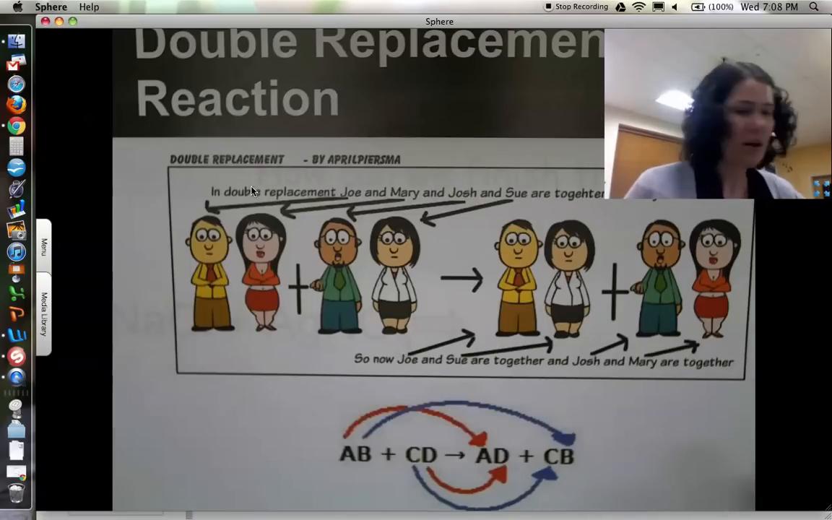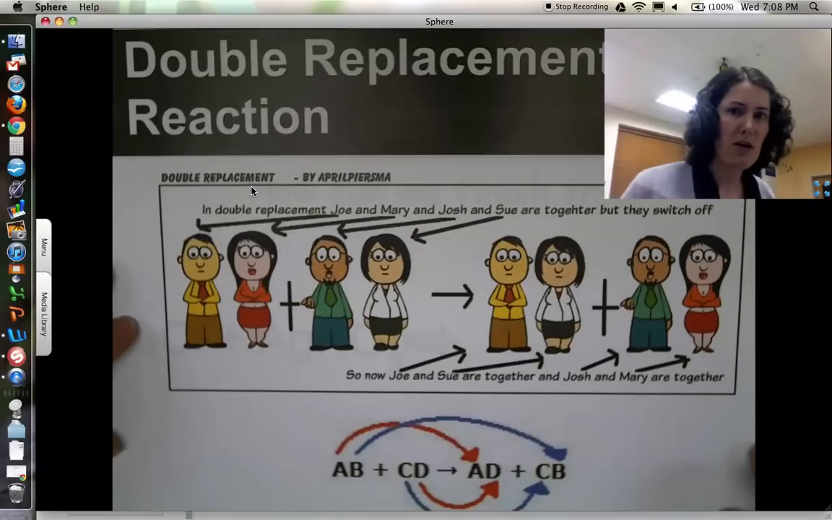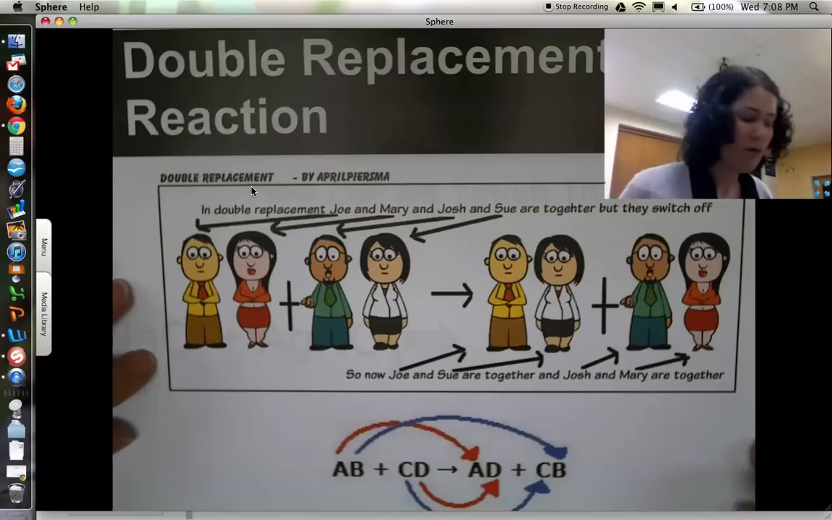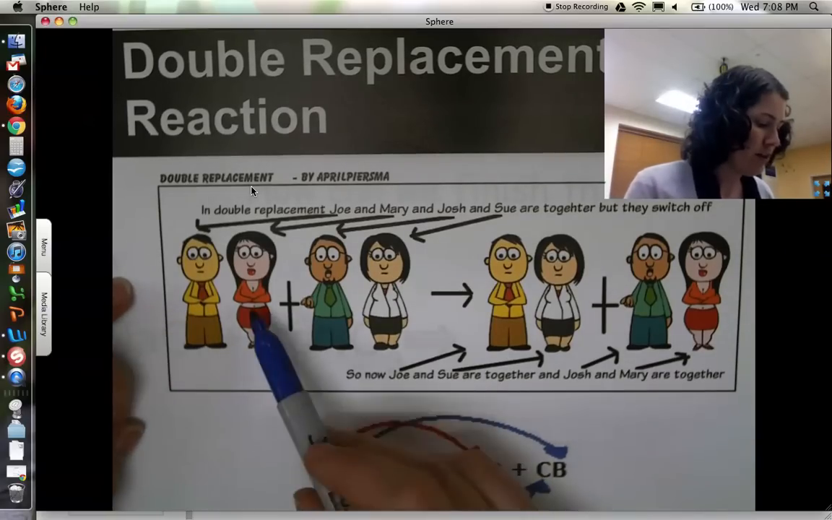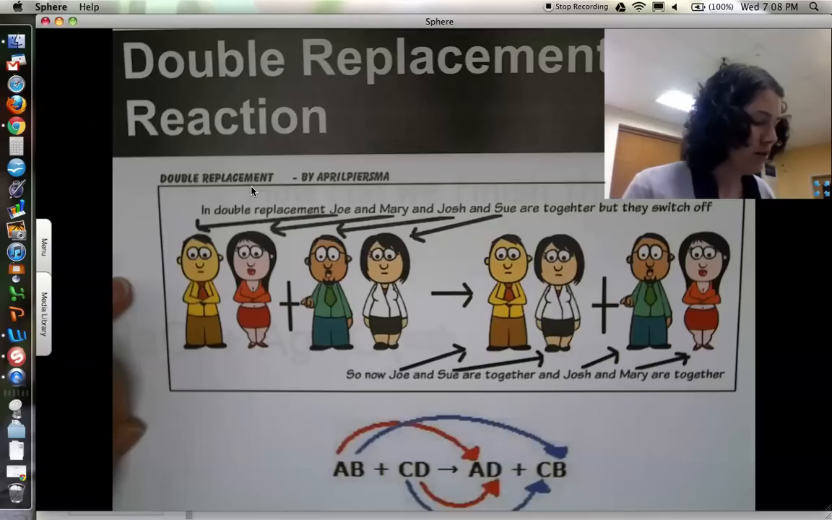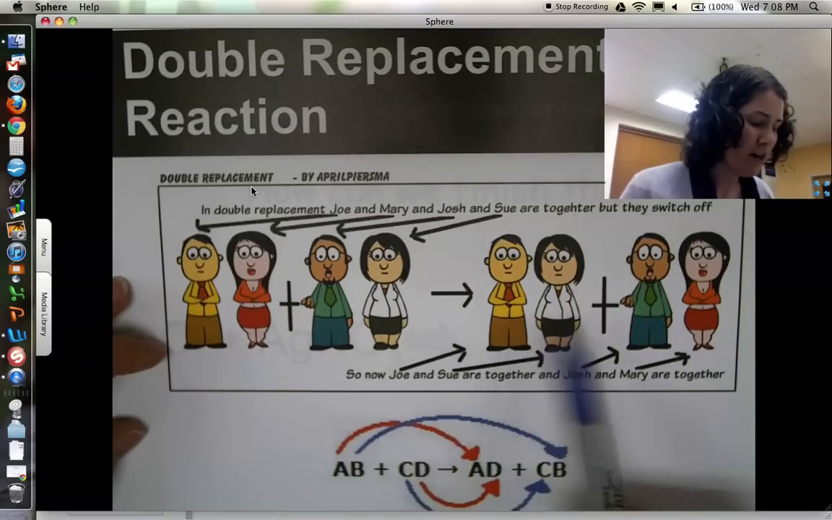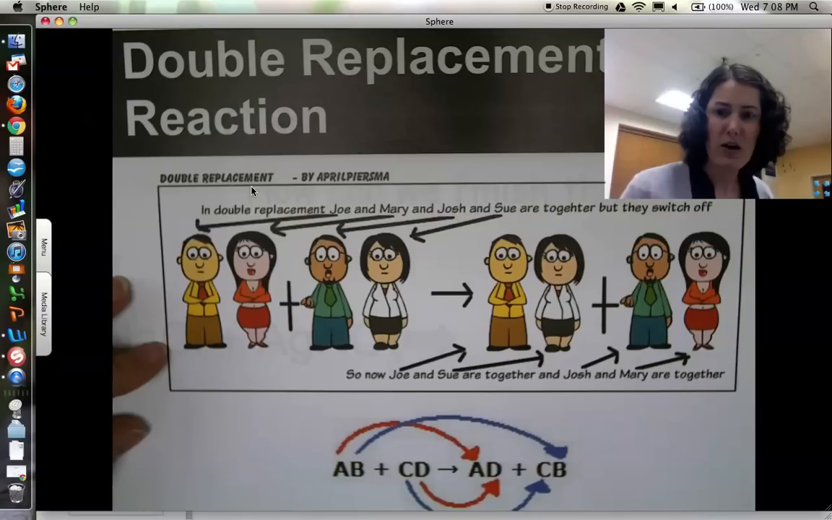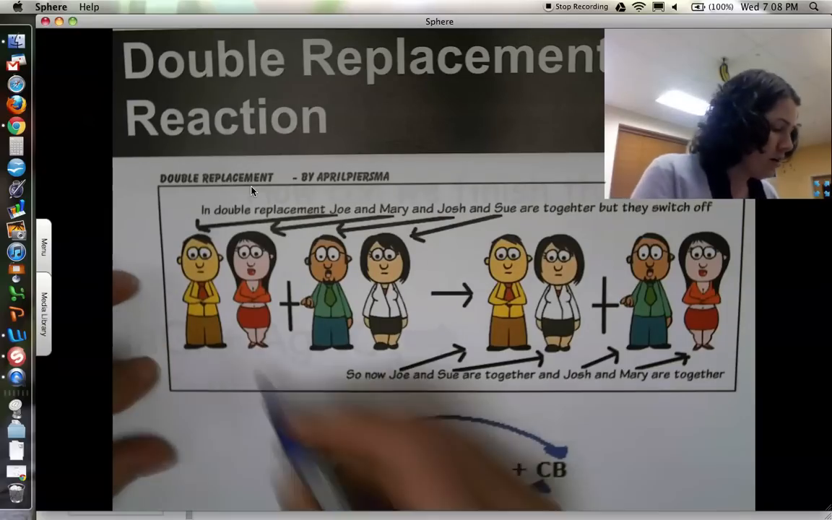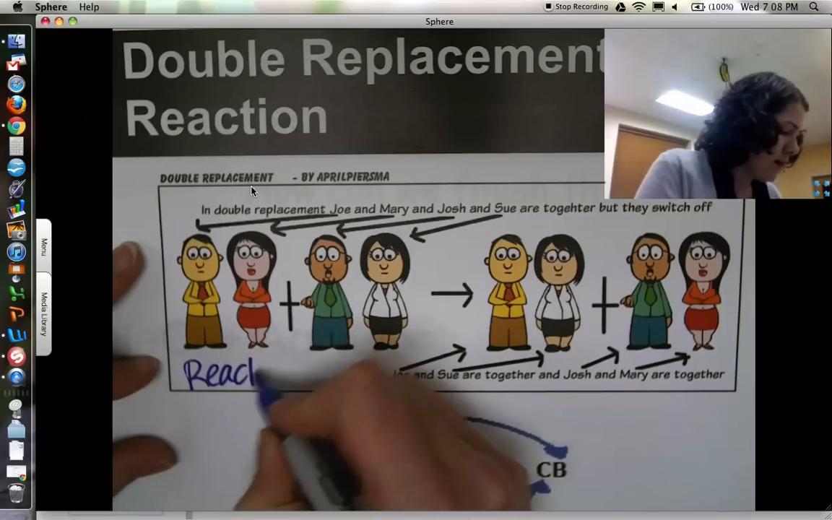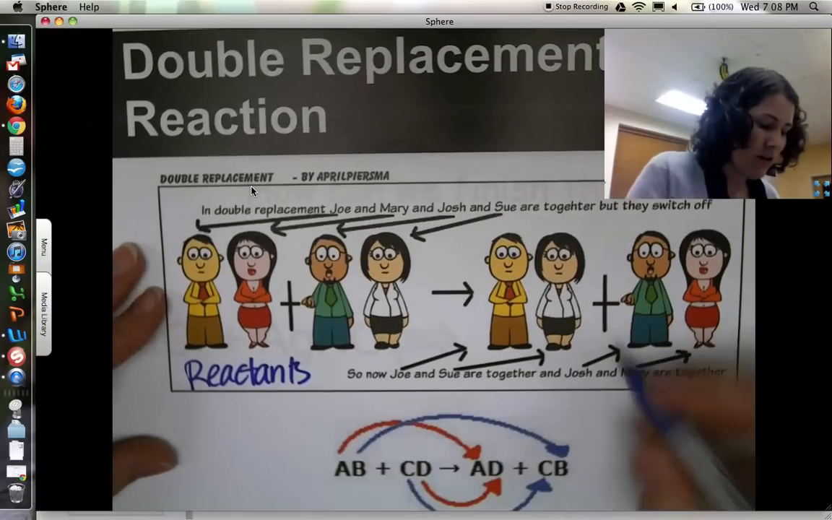We can also look at a double replacement reaction. And a double replacement reaction is very similar. And we have another cartoon here to help us understand. So if you take a second, look here. You've got yellow shirt guy with orange shirt girl, green shirt guy with white shirt girl, right? And then over here, they swap partners. All right, again, here are our reactants. And here are our products.